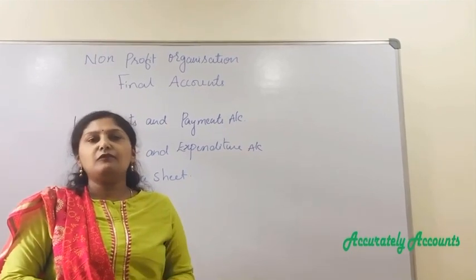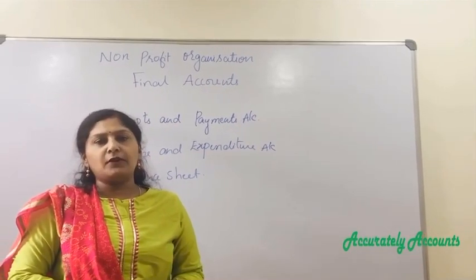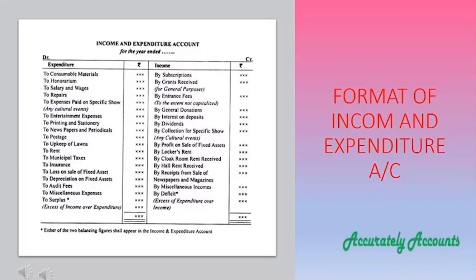Now let us see the format of income and expenditure account. Here is the format of income and expenditure account. Generally, we record all the revenue expenditure on the debit side, like consumable materials, honorarium, salary and wages, repairs, expenses on any cultural events or specific shows, entertainment expenses, printing and stationery, newspapers and periodicals, postage, upkeep of lawn, rent, municipal taxes, insurance, loss on sale of fixed assets, depreciation on fixed assets, audit fees, miscellaneous expenses.